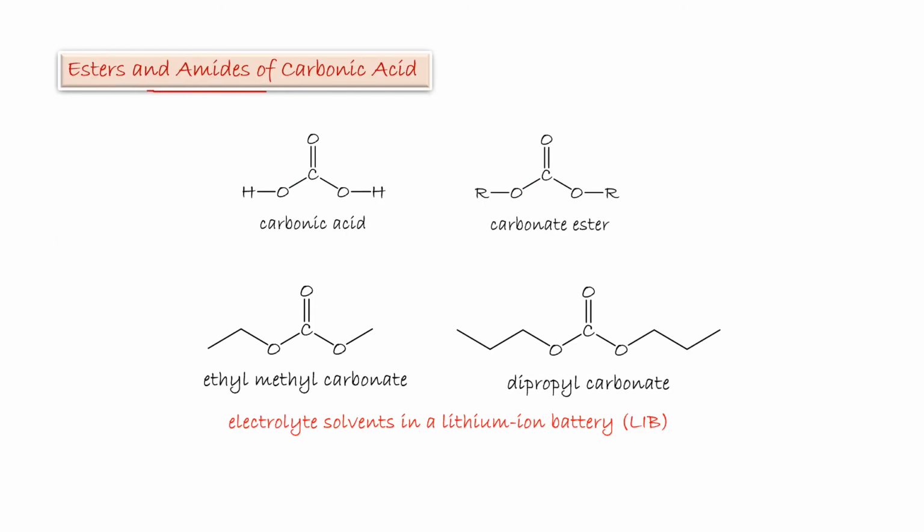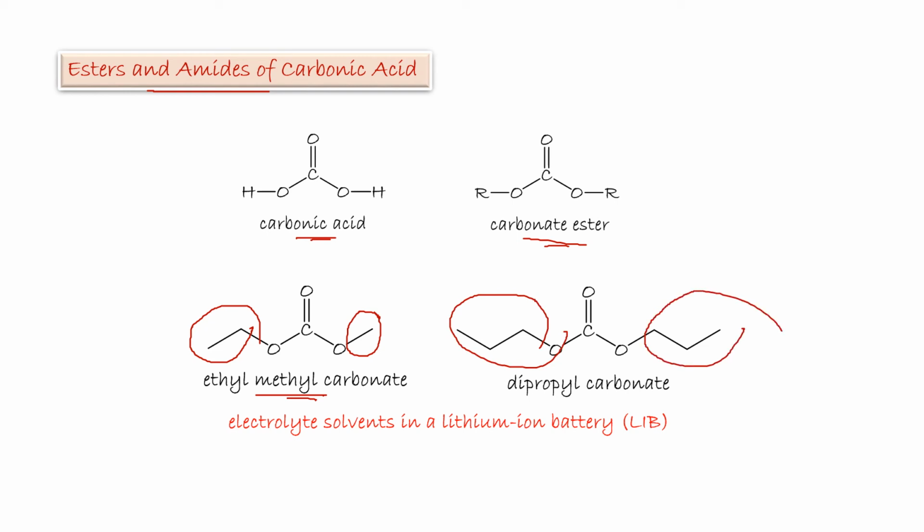Esters and amides of carbonic acid. Carbonic acid is unstable and dissociates to water and carbon dioxide, but carbonate esters are stable molecules. How do we name these? Here we have ethyl methyl carbonate, and here is dipropyl carbonate. They are used as electrolyte solvents in lithium ion batteries.